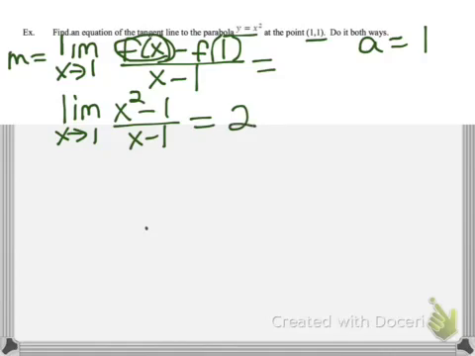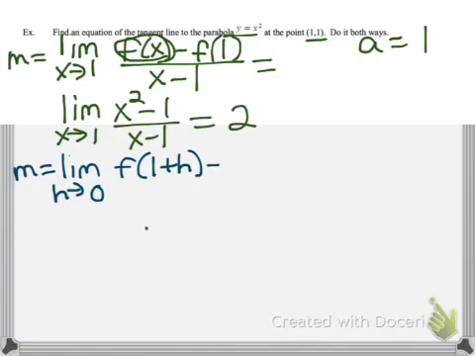Okay, now using the other formula, if I use the h formula, which I'll refer to constantly, the slope is going to equal the limit as h goes to 0 of what? f of a plus h. So f of a is 1, remember. So 1 plus h minus f of 1 all over h. So now plug 1 plus h in.